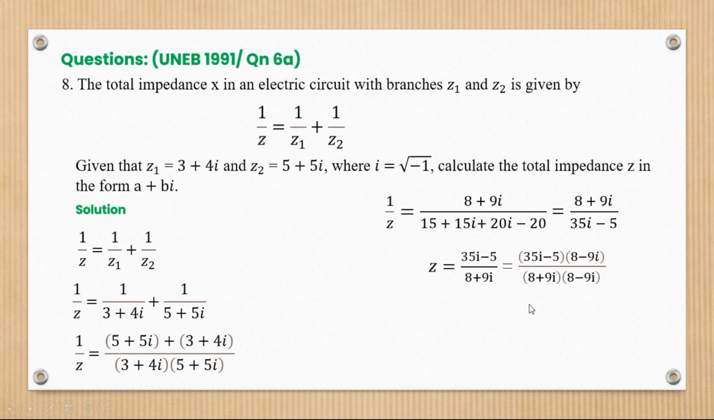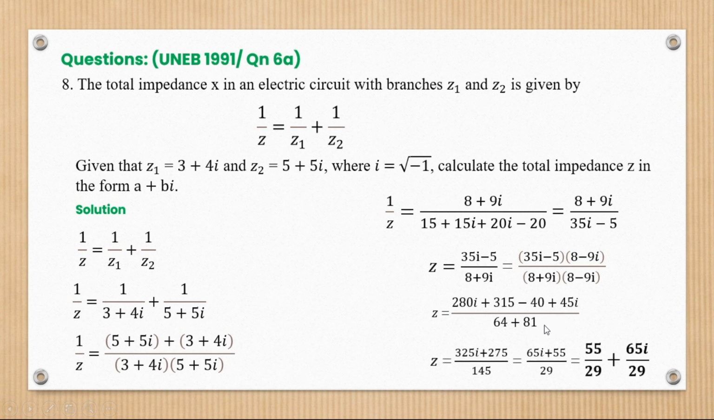So we multiply both top and bottom with that, and we end up with this value here. And then when we open brackets and solve them, we end up with this. So we end up having 65i plus 55 over 29. When you simplify that and separate this into two different fractions, this is the final answer that we end up with. This is the real part and this is the imaginary part, and hence we've solved the question.